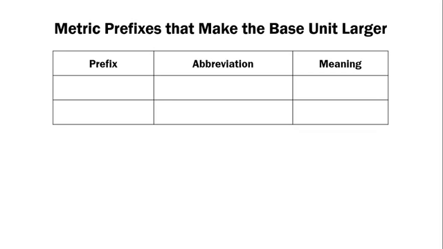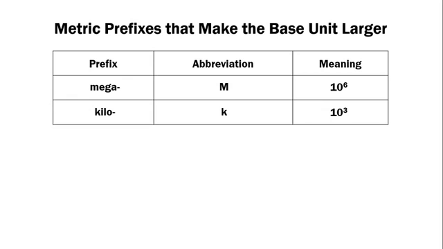There are 2 prefixes that I would like you to know that will make the base unit larger. Mega increases the base unit by a factor of 1,000,000. So for example, a megahertz would be 1,000,000 hertz. And kilo increases the base unit by a factor of 1,000. So for example, a kilometer would be 1,000 meters.